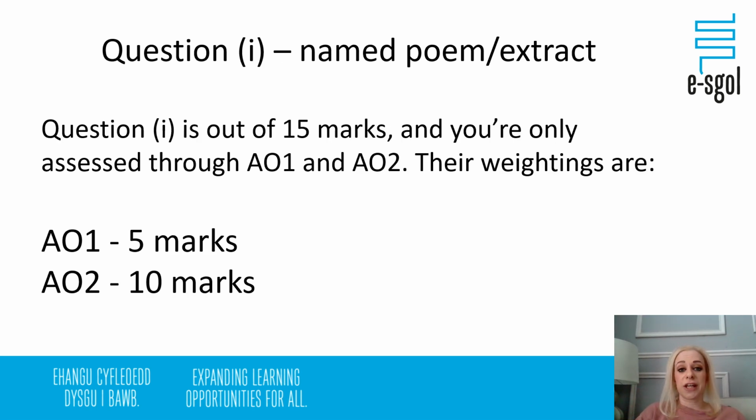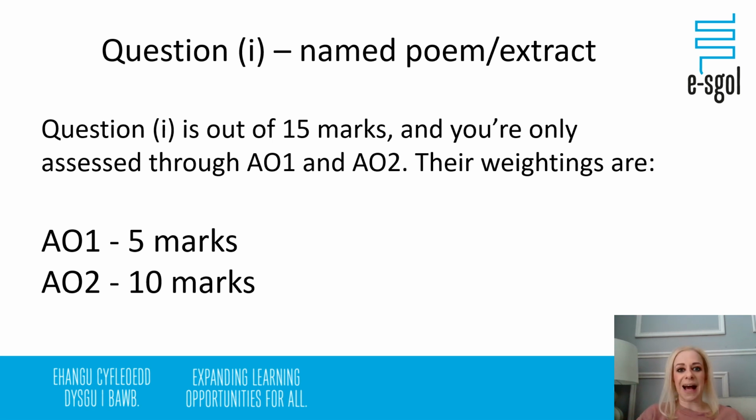So for this question, as I said previously, it's worth 15 marks and you are only assessed on 2 assessment objectives for this particular question. You are assessed on AO1, which is worth 5 marks, and AO2, which is worth 10 marks. So it is just those 2 assessment objectives for the first question.